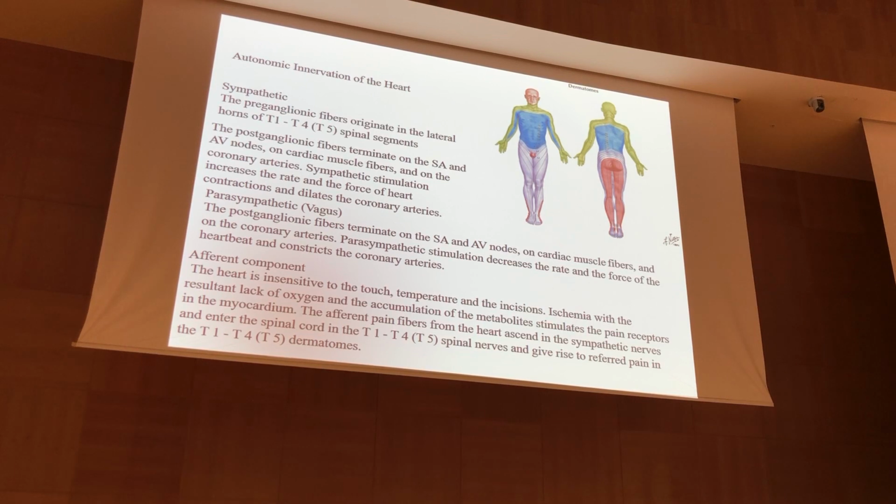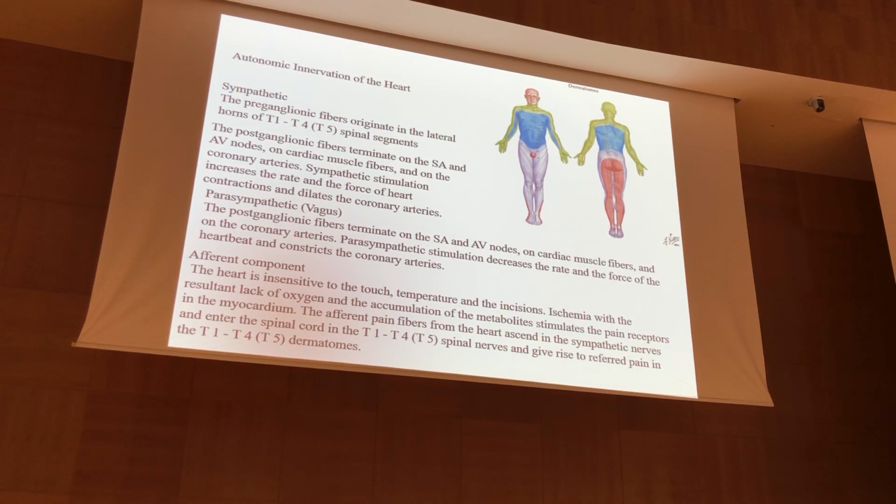Preganglionic neurons communicate with the ganglion outside the spinal cord, and then postganglionic neurons send their axons into the muscle, onto the AV node, SA node, and onto the coronary arteries. What do they do? Sympathetic will increase the heart rate, increase the force of contraction, and will dilate the blood vessels, right? You know this by now. Parasympathetic will do the opposite. Parasympathetic is mostly vagus. Why do I care? Dr. Moin is going to talk about it.